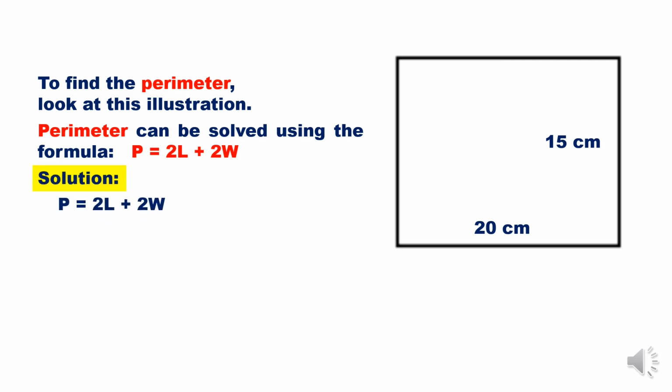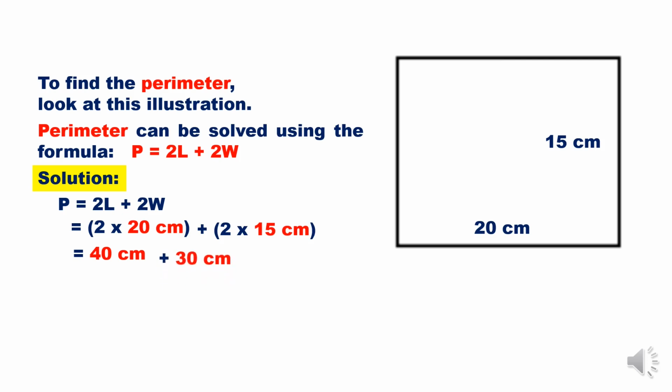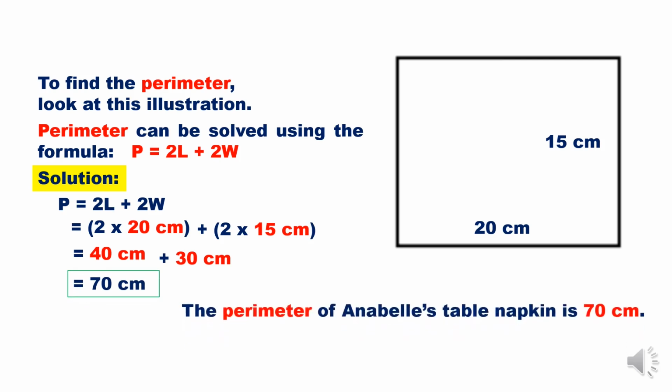Solution: 2 times length, and that is 2 times 20 centimeters. Then 2 times width, and that is 2 times 15 centimeters. So 2 times 20 equals 40 centimeters, plus 2 times 15 equals 30 centimeters. Then let us add: 70 centimeters. The perimeter of Annabelle's table napkin is 70 centimeters.